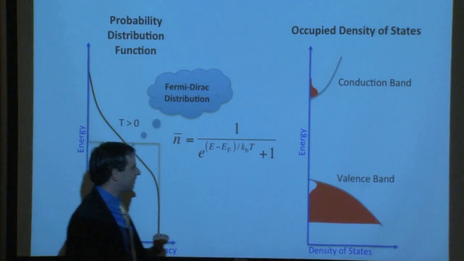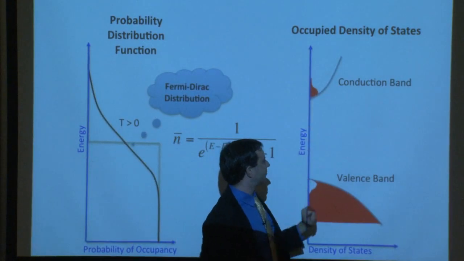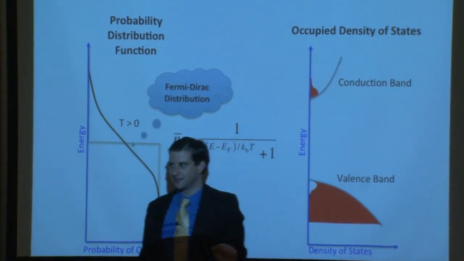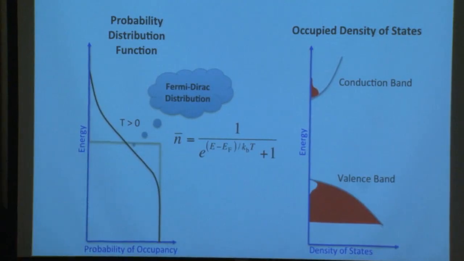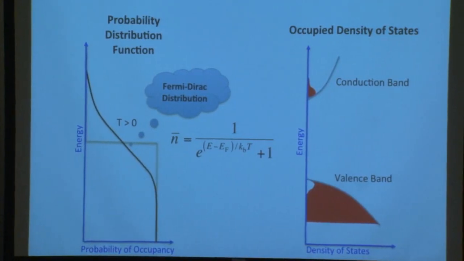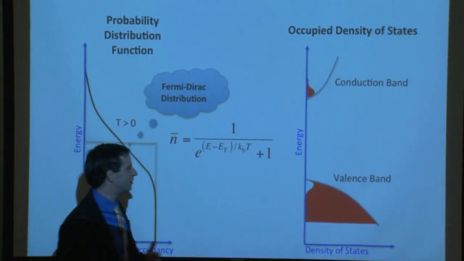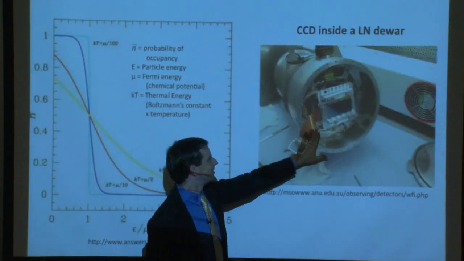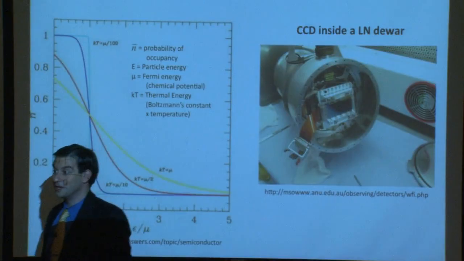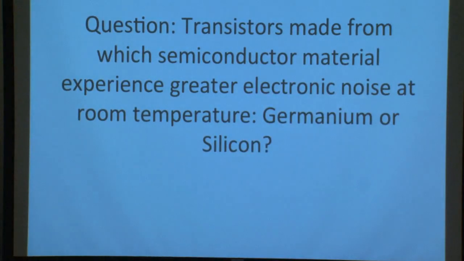In a solar cell device, the intrinsic carrier concentration is typically much, much less than the dopant concentration. So the intrinsic carrier concentration matters less for our semiconductors than it does for a photodetector like this. And that's why, thankfully, we don't have to cool our solar cells with liquid nitrogen.